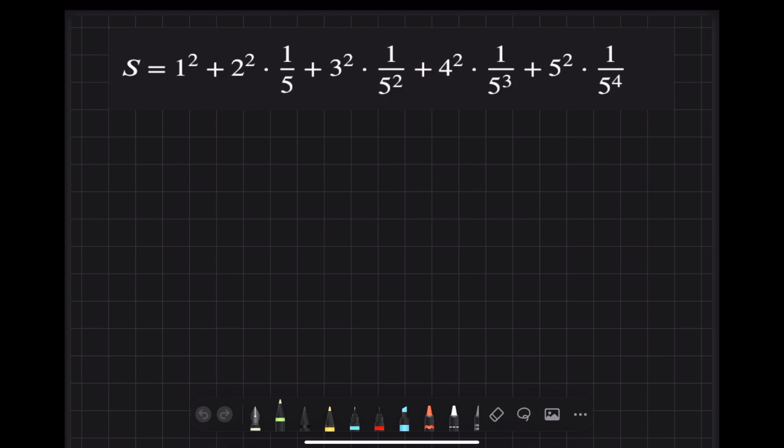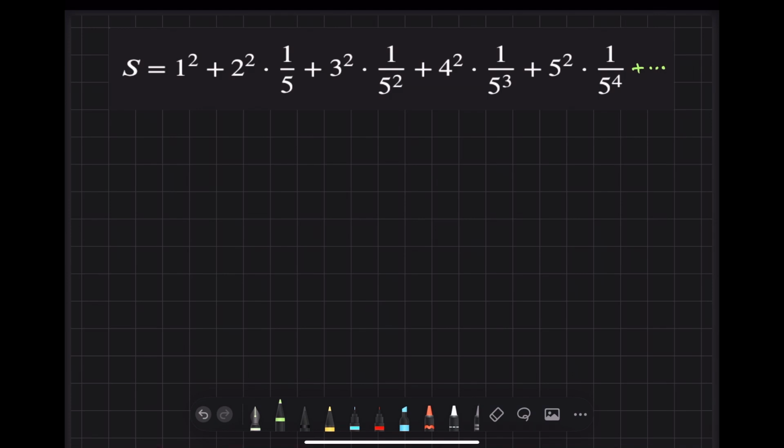So, we got a wholesome new problem which says S equals 1 squared plus 2 squared times 1 by 5 plus 3 squared times 1 by 5 squared plus 4 squared times 1 by 5 cubed plus 5 squared times 1 by 5 to the power 4 plus dot dot dot. Suppose this is tending to infinity. So, how will you respond?